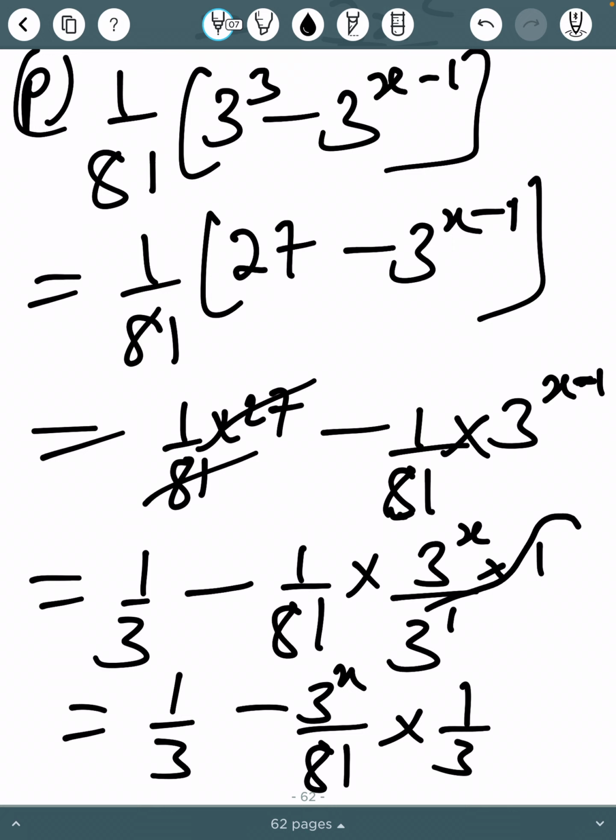I'm trying to bring out a 1 over 3 from here so that the factor will be here and here too, and I can simplify. So this is 3 raised to power x times 1, or just 3 raised to power x. So this 3 underneath can be written as 1 over 3 times 3 raised to power x. It is that 3 raised to power x that I have brought in, and I have placed it above 81, and I've taken 1 over 3 out.